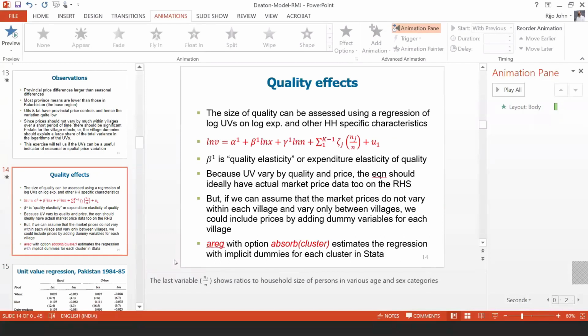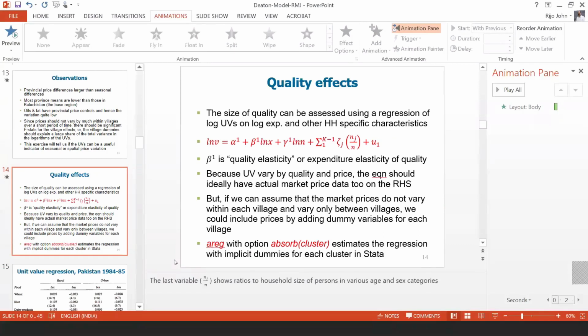If we are able to make such an assumption, we could then include prices by adding dummy variables for each village. If there is no genuine price variation within a village, and the genuine price variation only happens between villages or clusters, then we only need to introduce dummy variables representing each cluster to capture that price variation. This assumption is not too much out of place in a household budget survey, because, as I already explained, households within a village are typically located in close proximity to each other, which means they all face more or less the same price in the market.